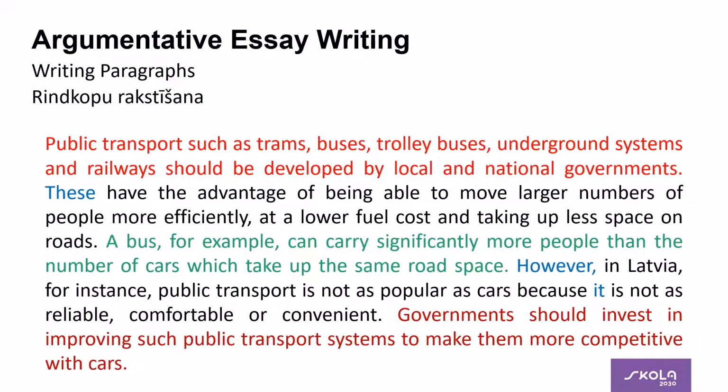And then we have referencing, so these refers back to the trams, buses, trolleybuses, etc. And it tells us why they're a good idea. And then a specific example in the green sentence about a bus. But then we have a contrast with however, which means but. So this is a problem. And then we have a concluding sentence of how the governments should overcome this problem.